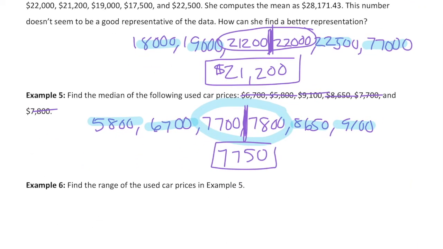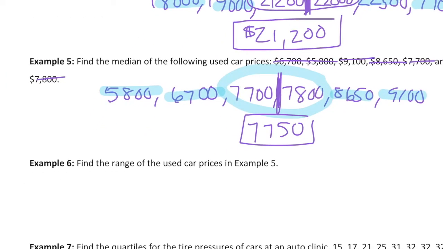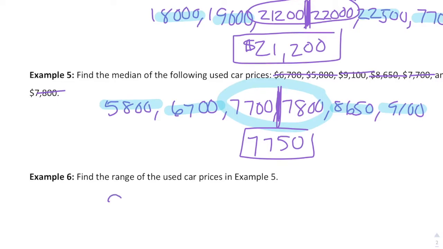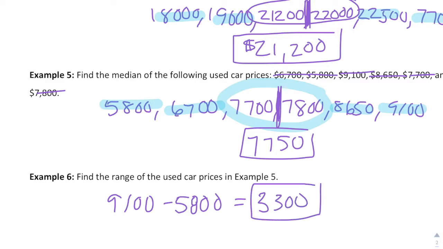Number 6 is find the range, and the range is something you should be familiar with, but that's the highest number minus the lowest number. And so for this case, it would be 3,300 would be our range.